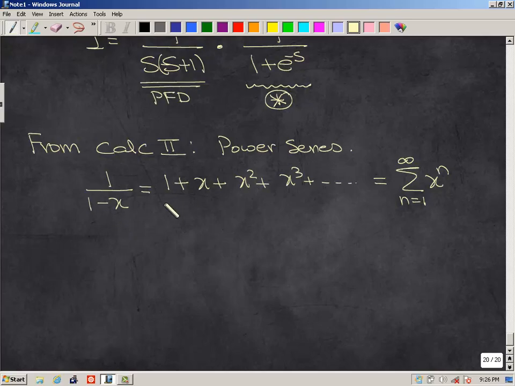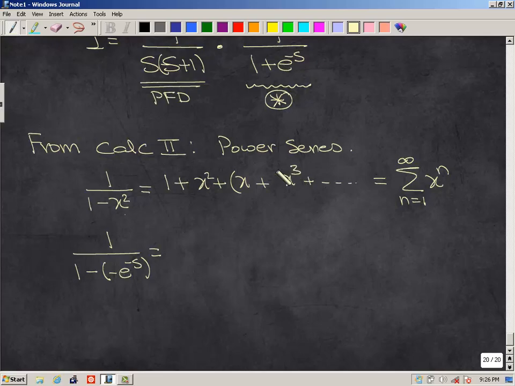Remember, a power series is just a polynomial, which is what I have. If you look at the star and look at this, they're pretty much the same. The only thing different is out here we have e to the minus s, out here we have negative x. So I can rewrite this as 1 over 1 minus negative e to the negative s. If you remember in Calc 2, if I wanted to find a power series for 1 over 1 minus x squared, we put an x squared here, and everywhere we see an x, we squared it. Do you guys remember that? So that's all we're going to do here also.